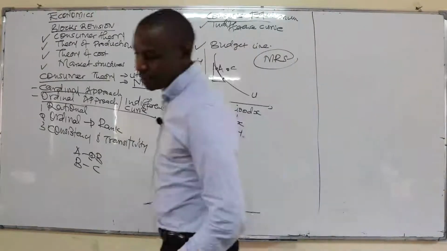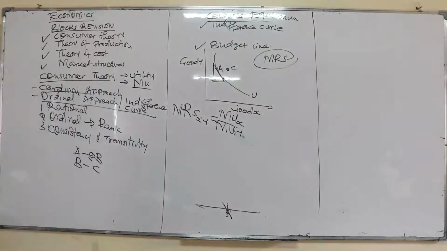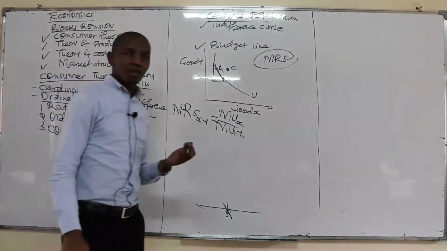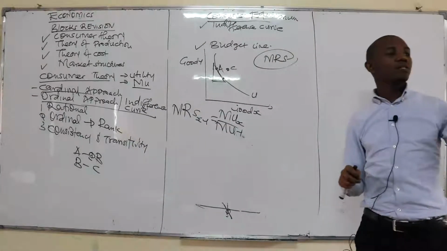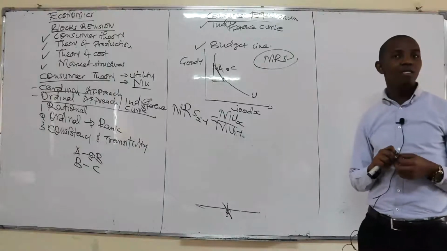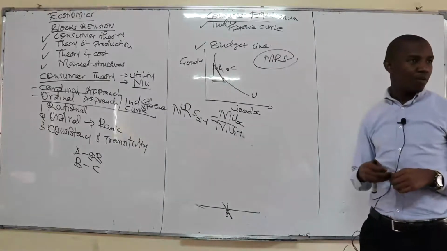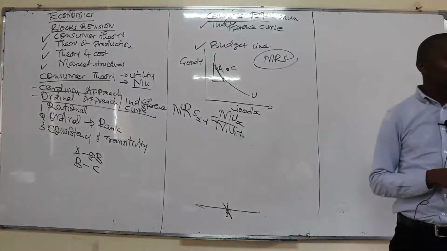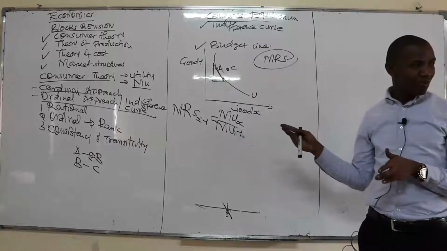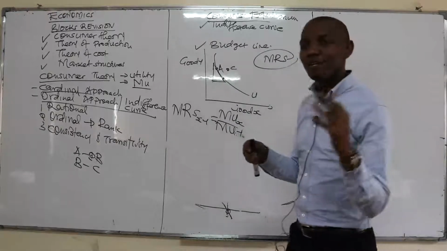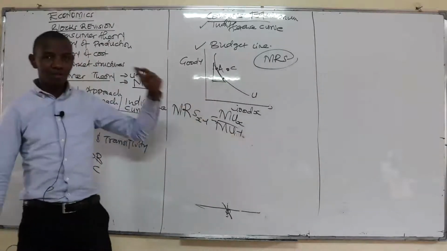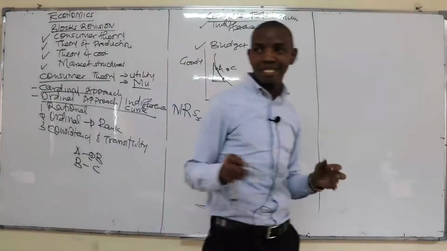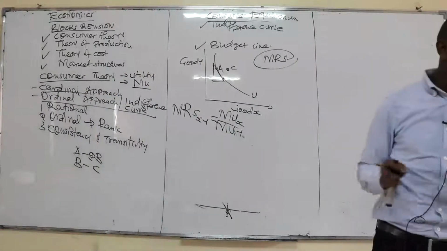Now the second property is that indifference curves do not intersect. An intersection would mean two different levels of satisfaction, which are not attainable. You cannot have different levels of satisfaction on the same commodity. And that is why indifference curves do not intersect.